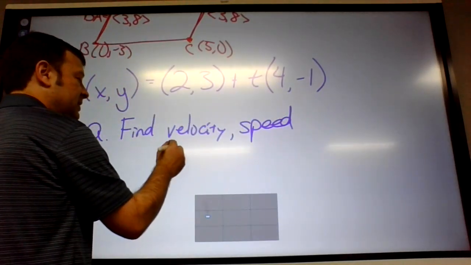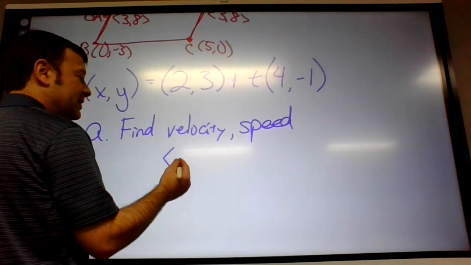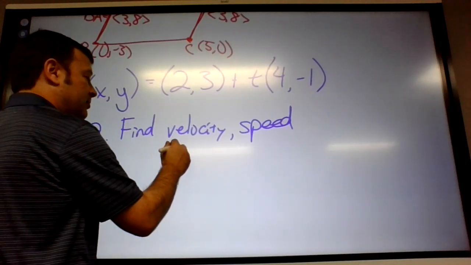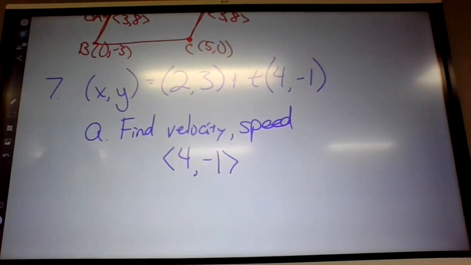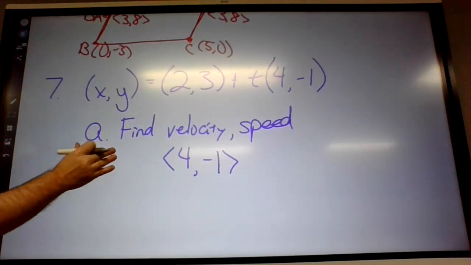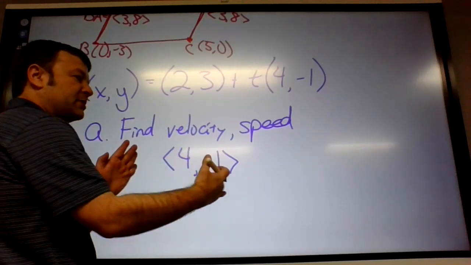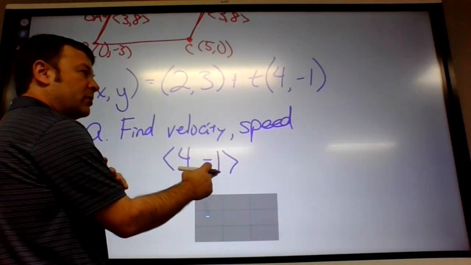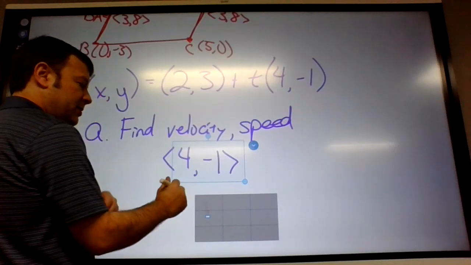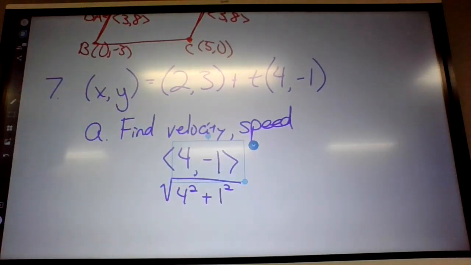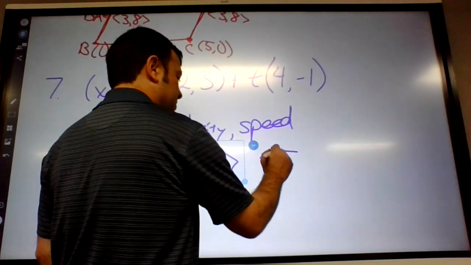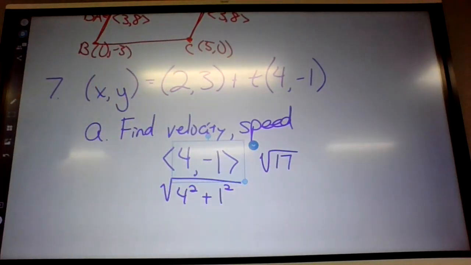Okay, so it's kind of like a vector. If you put parentheses or don't, I won't really mind, but it's basically that. The speed is just going to be the magnitude of this vector. So how far is it actually moving when it goes right 4, down 1? That would be the magnitude thing that we've been doing. So this one comes out as square root of 17.